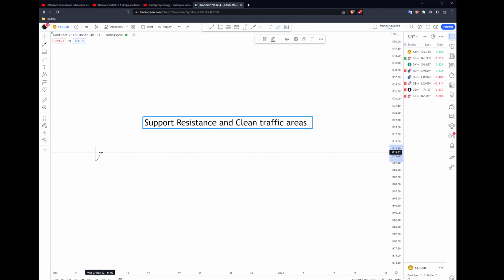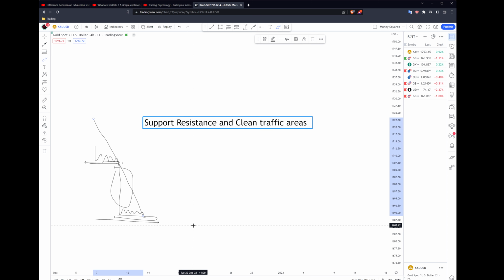Clean traffic areas are, for example, like this. Here we have some support, it breaks, and here we have the next support. From one support to another support, or in a bearish trend from one resistance to another resistance, these areas here are clean traffic.